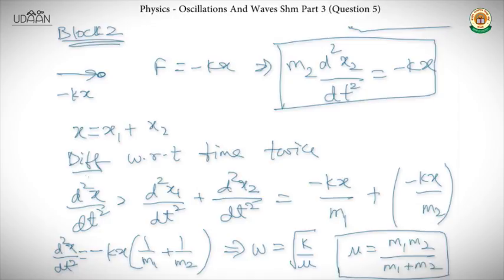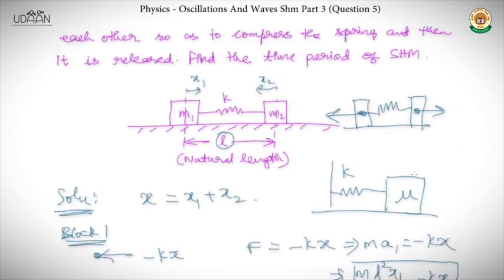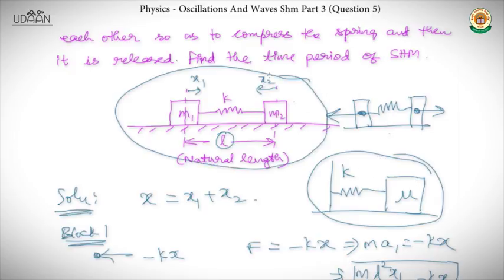So what does this physically mean? This physically means that a block of mass mu is attached to a spring of spring constant k, and this whole system is in SHM. This system is equivalent to the given system in the question. Oh, so this is fairly simple, wasn't it?